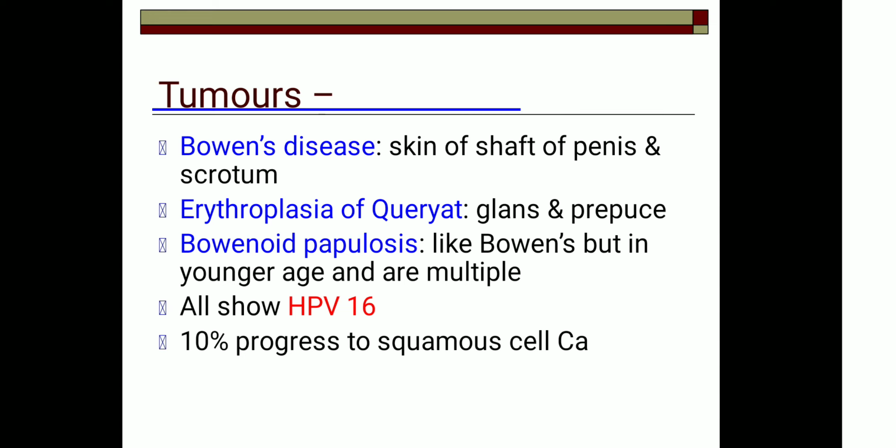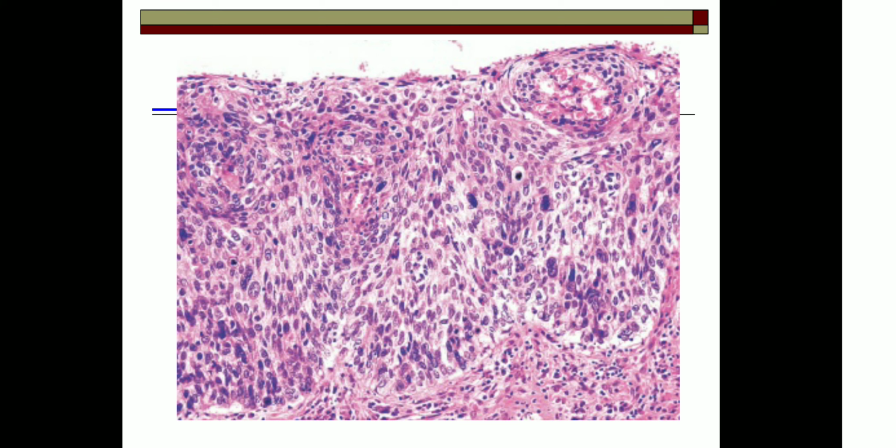So the different strains, as you learned in your cervix class, here also the strain which causes a carcinoma is different from that of a benign tumor. In benign lesion it is 6 and 11, in malignancy it is 16, and the 3 preneoplastic conditions are Bowen's, erythroplasia of Queyrat, and Bowenoid papillosis. So this is a preneoplastic condition. You can see the dysplastic cells just inside the epithelium, but it has not breached the basement membrane.